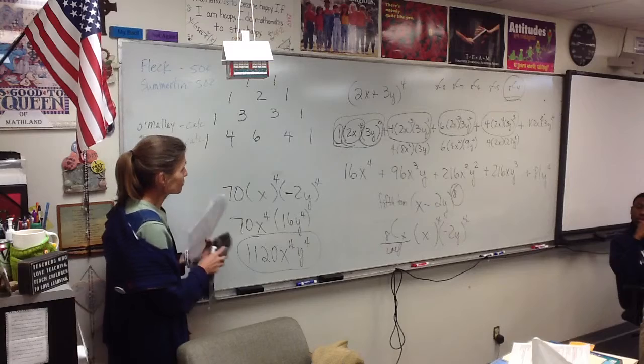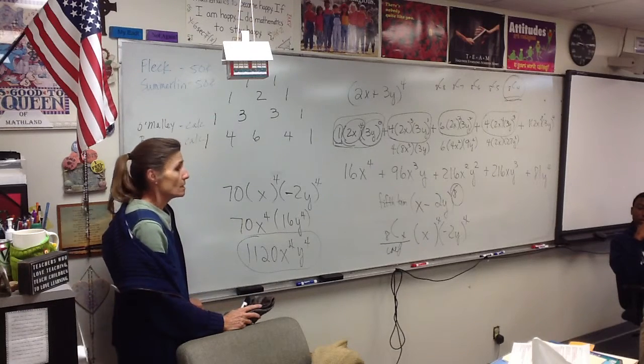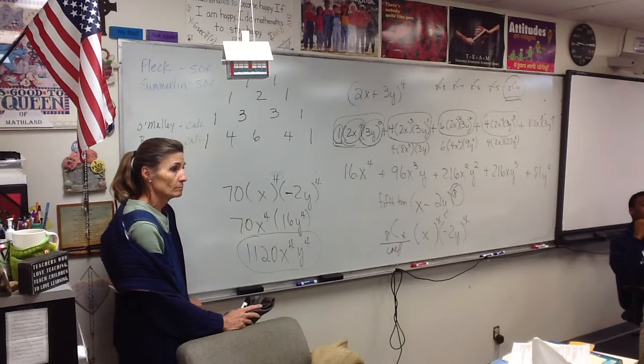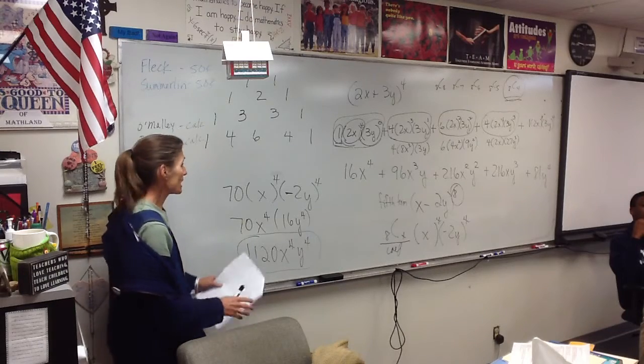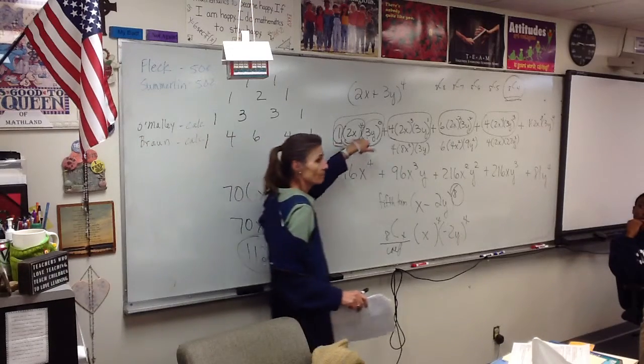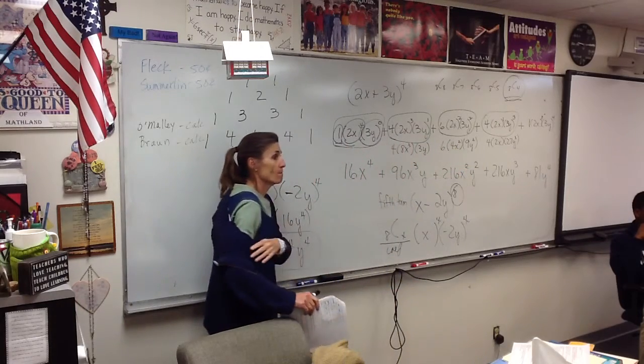Okay, these take up so much room, I need to do some erasing. Anybody have a question about that? Okay, you have 2 options for getting these coefficients. What are your 2 options? Where do those coefficients come from?